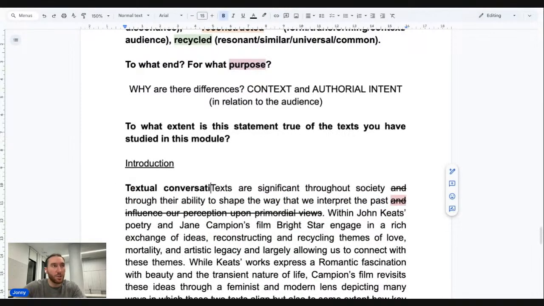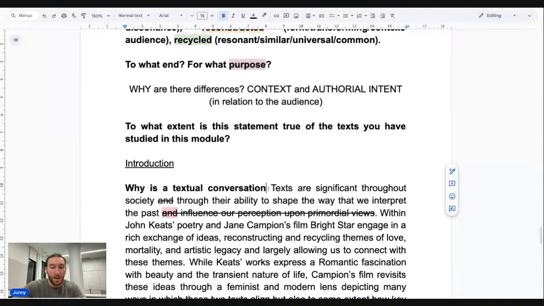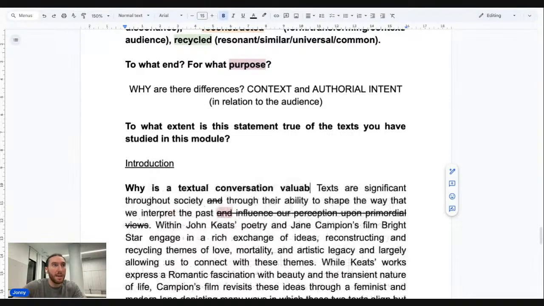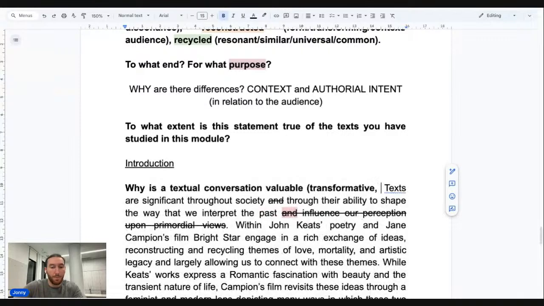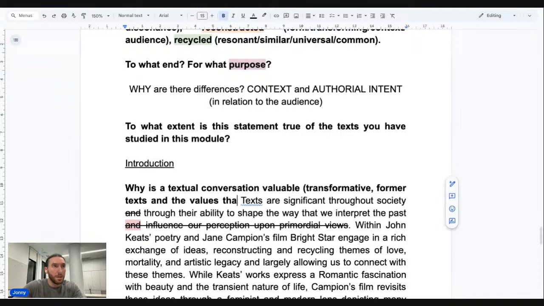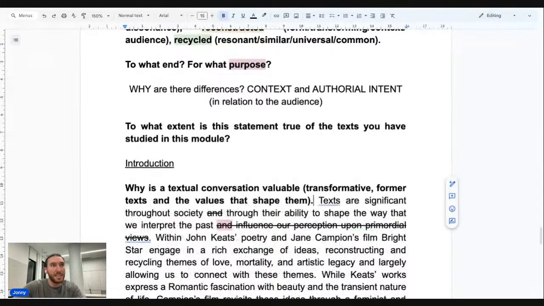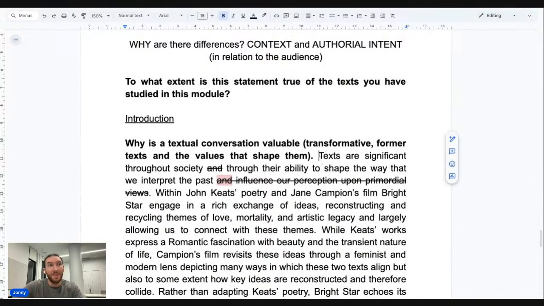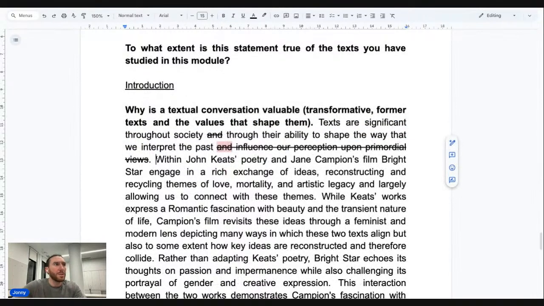Like, what gives a textual conversation value? Why is a textual conversation valuable? And you might say, well, it can transform our perspective of former texts and the values that shape them, right? So something about it being transformative, for past texts, former texts, and the values that shape them. Okay, so you can say something more generic in that way, but this isn't adding a whole lot. Okay, let's go to the next sentence.